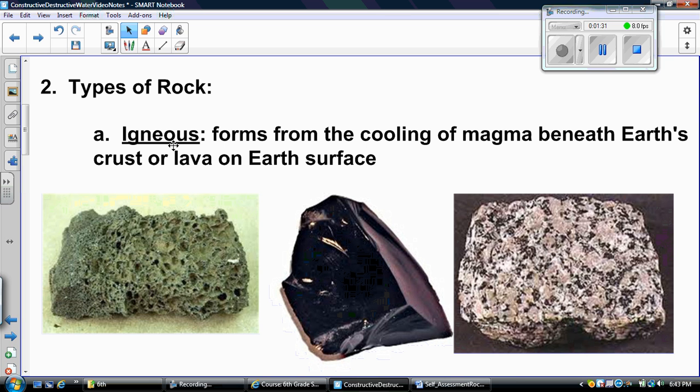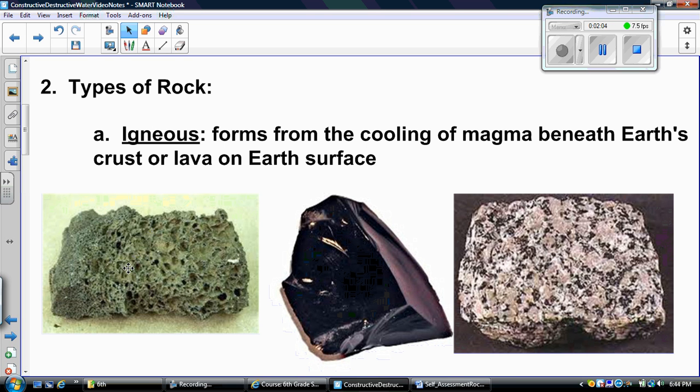An igneous rock forms from the cooling of magma beneath Earth's surface, or Earth's crust, or the cooling of lava on the Earth's surface. So igneous rocks either form from magma beneath the Earth's surface cooling and hardening, or from lava on the Earth's surface cooling and hardening. Now, if you take a look at these 3 types of igneous rocks, this type of rock right here is pumice, or it might be scoria. I think it's scoria. It is an igneous rock that formed from lava.